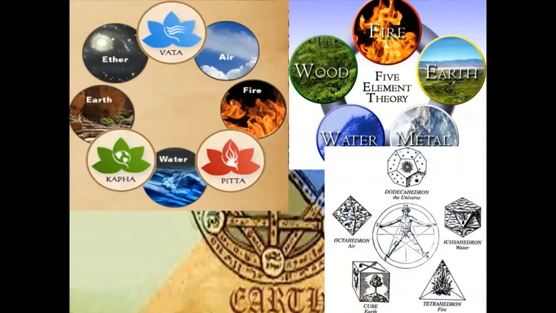All right. And then this is Aristotle, who endorsed Empedocles and did his four elements, but he brought in the ether element. And he also brought in the sacred geometric shapes for each one of these, which fascinates me.